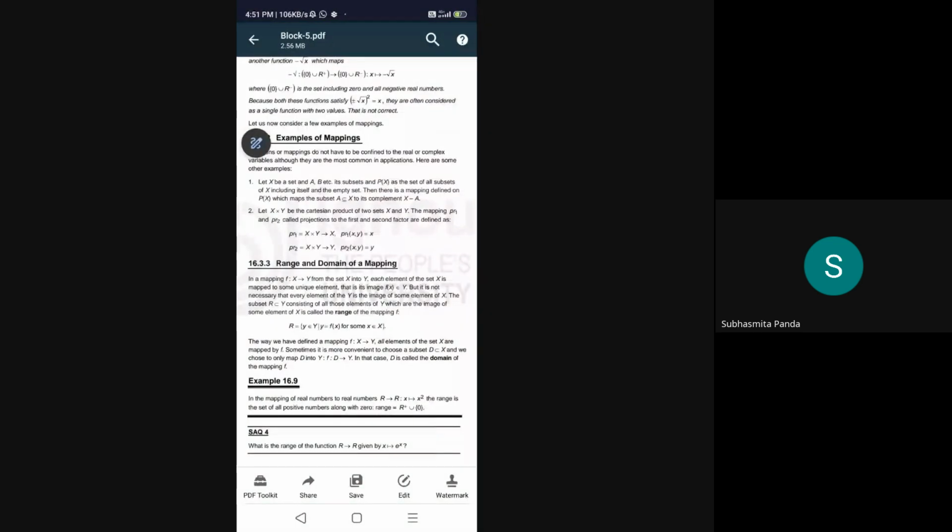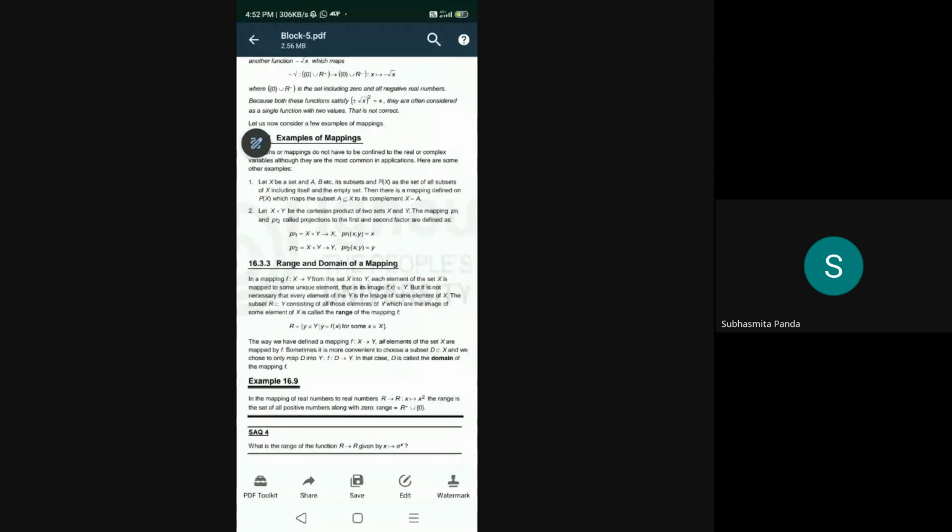Then examples of mapping, and range and domain of a mapping. In a mapping f from the set X into Y, each element of the set X is mapped to some unique element, that is its image f(x) belongs to Y. But it is not necessary that every element of Y is the image of some element x. The subset R of Y consisting of all those elements of Y which are the image of some element of X is called the range of the mapping f. So R is equal to y belongs to capital Y such that y is equal to f(x) for some x belongs to capital X.